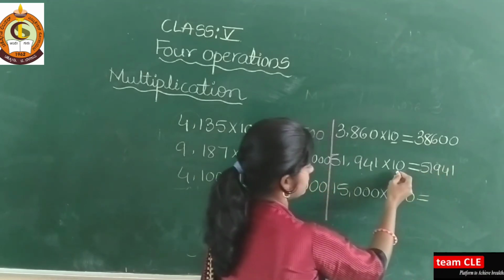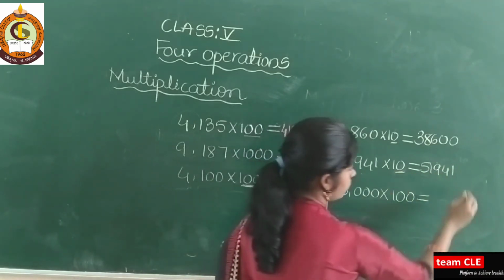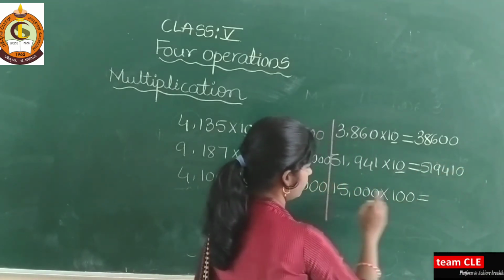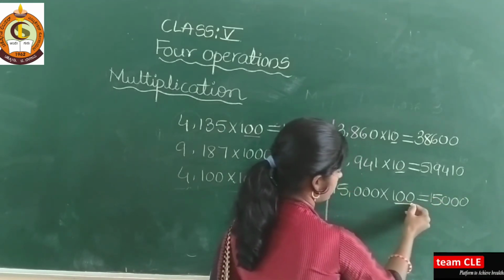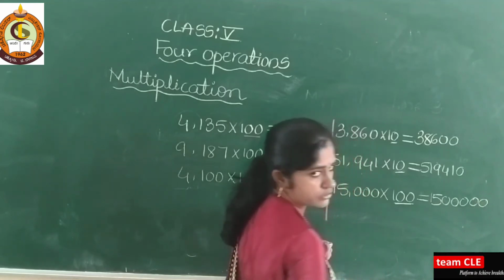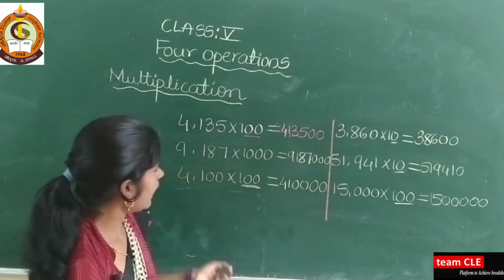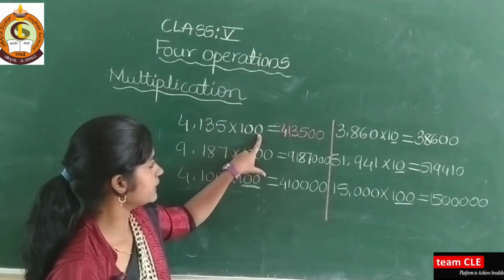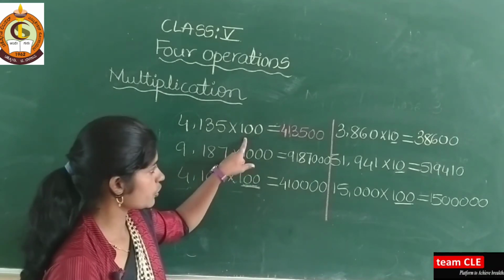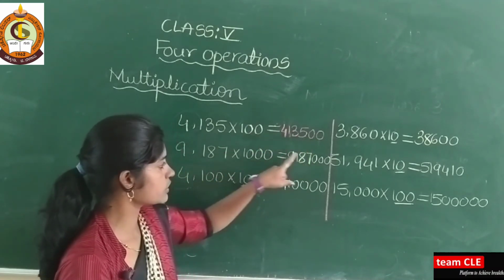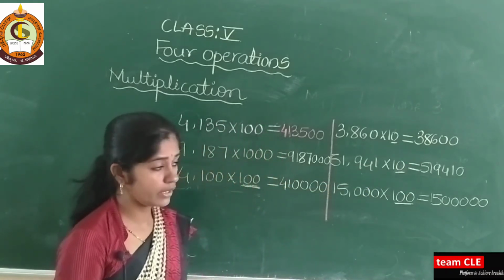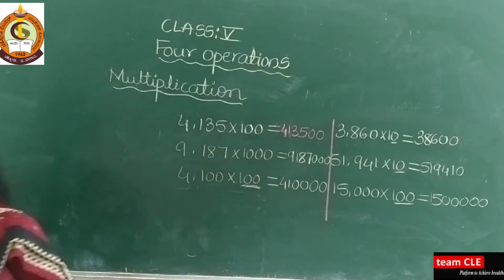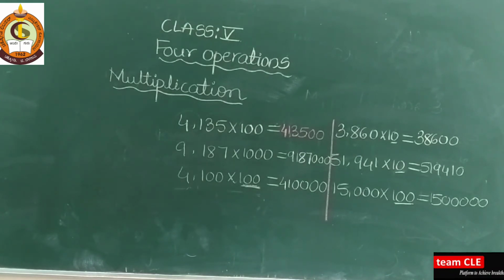Next, 51,941 you write as it is. Count how many zeros are there? 1 zero. You put it at the end. 15,000 is there, and how many zeros are there? 2 zeros. Yes, is it clear? You count the digits from this. If 2 zeros are there, give 2 zeros. If 3 zeros are there, give 3 zeros. And if 1 zero is there, you need to give 1 zero. Here there is no need to do the whole multiplication process. I hope you understood this.